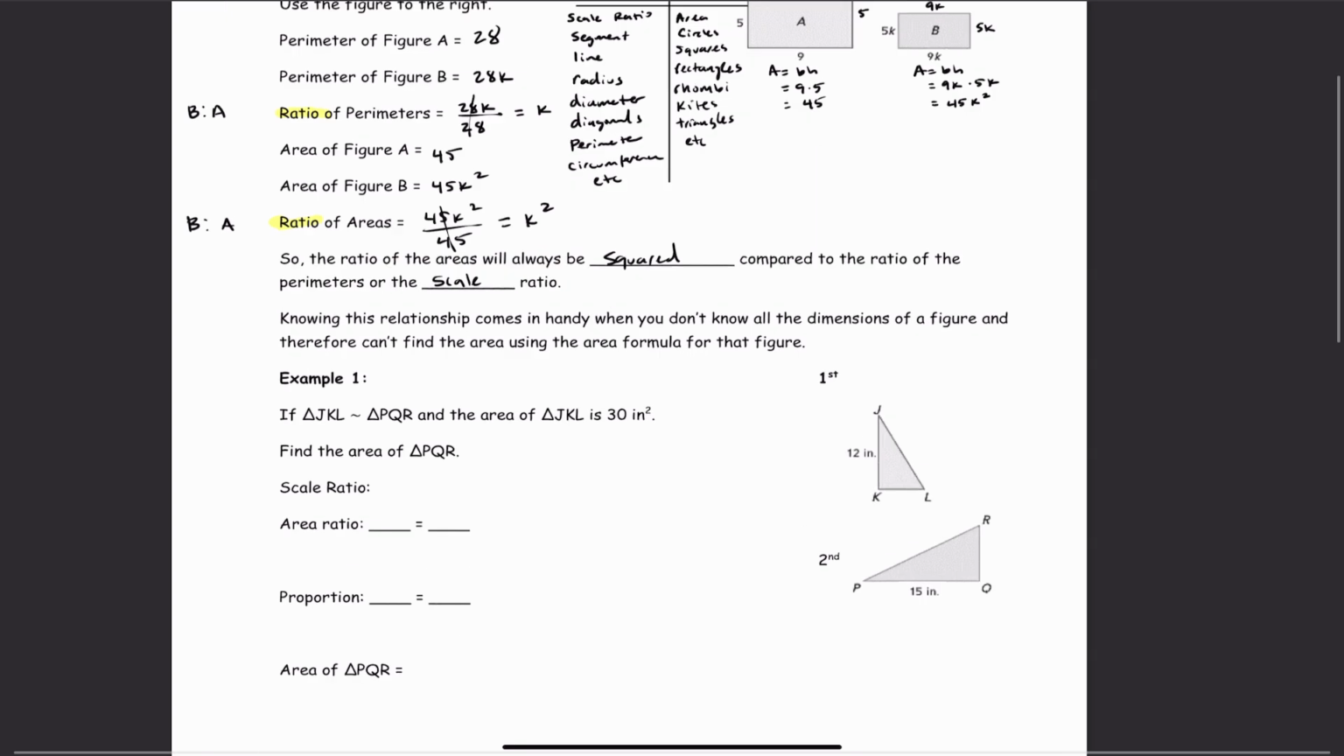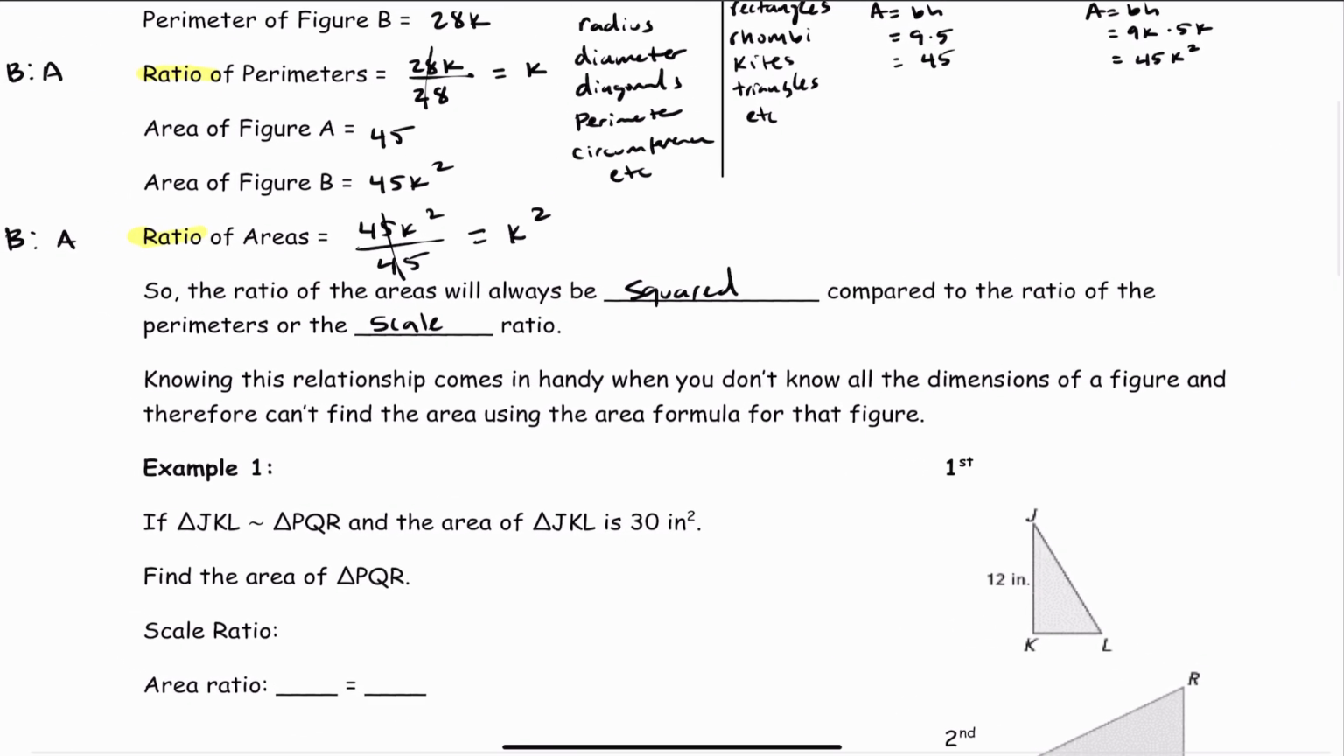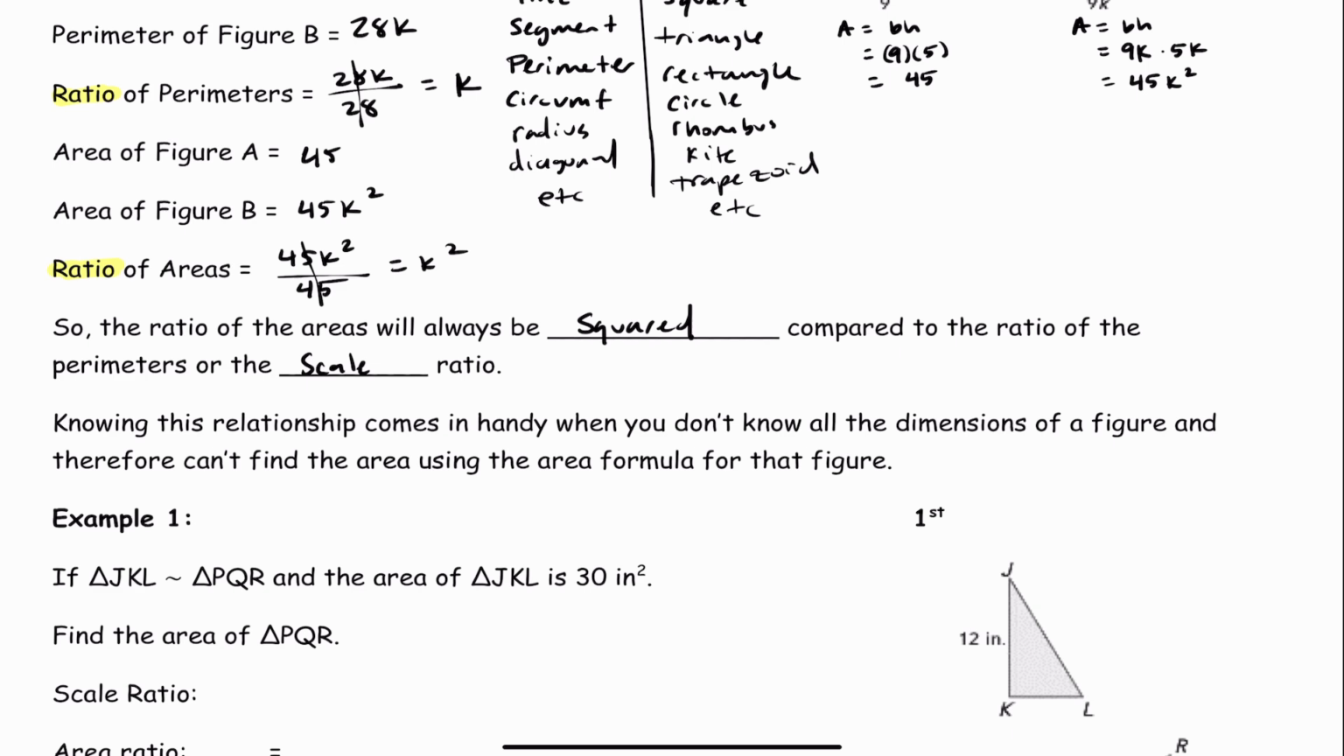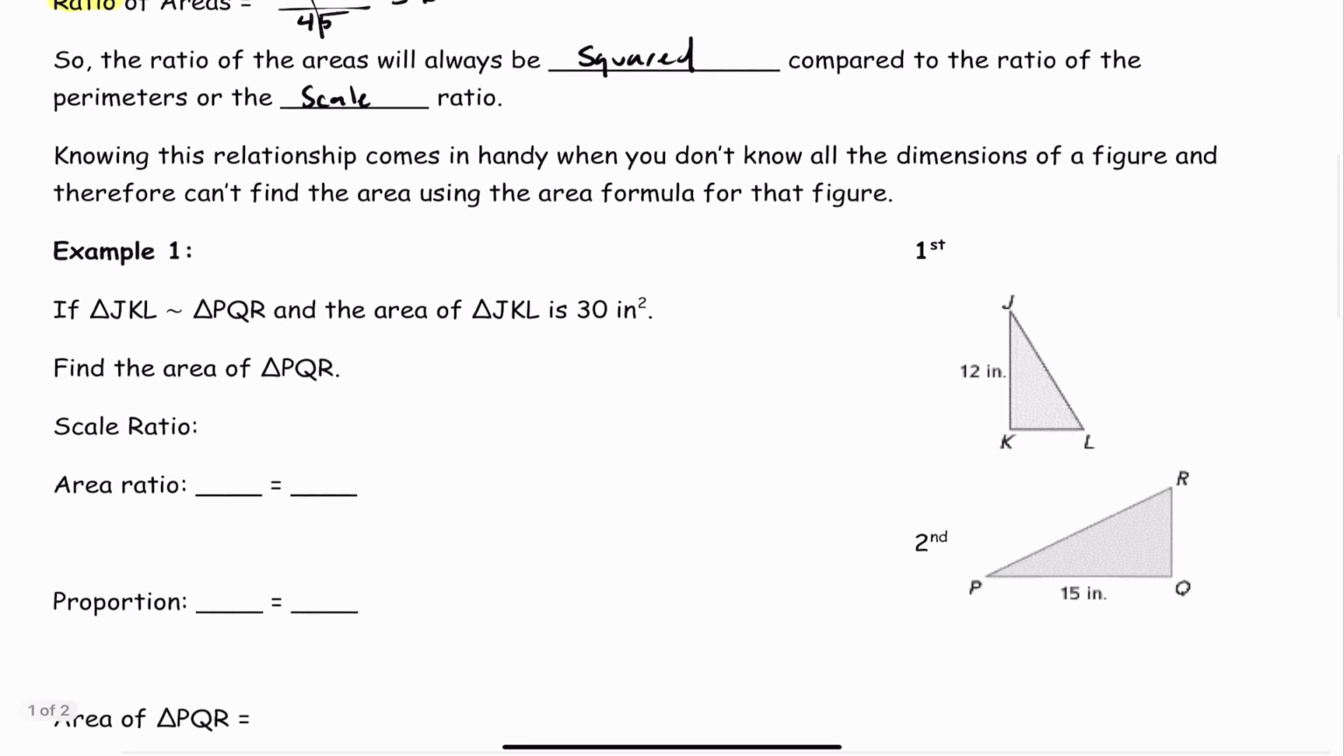Okay? So here we go. Knowing this relationship comes in handy when you don't know all the dimensions of a figure and therefore can't find the area using the area formula for that figure. So here we have example number 1. It says that triangle JKL and triangle PQR are similar to each other. The area of triangle JKL, which is the first figure, is 30 inches squared. So I'm going to write A, which is area, equals 30 inches squared. Now, find the area of triangle PQR. This is what we're trying to figure out.